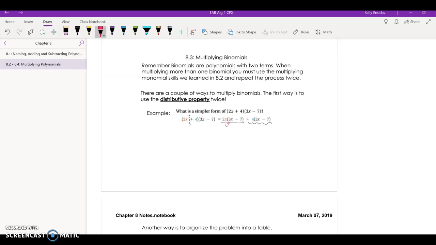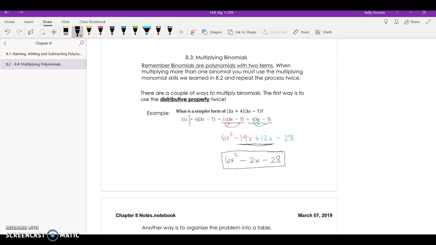We can multiply 2x times 3x and we get 6x squared, and then 2x times negative 7 and get negative 14x. We can do 4 times 3x and get 12x, and then 4 times negative 7 and get negative 28. Now, the thing about binomials times binomials is you do end up most of the time with some kind of like term. So in this case, we need to add our negative 14x and positive 12x. Remember, we're adding, not multiplying. So 6x squared minus 2x when you combine your negative 14 and positive 12, and then minus 28 is our answer.